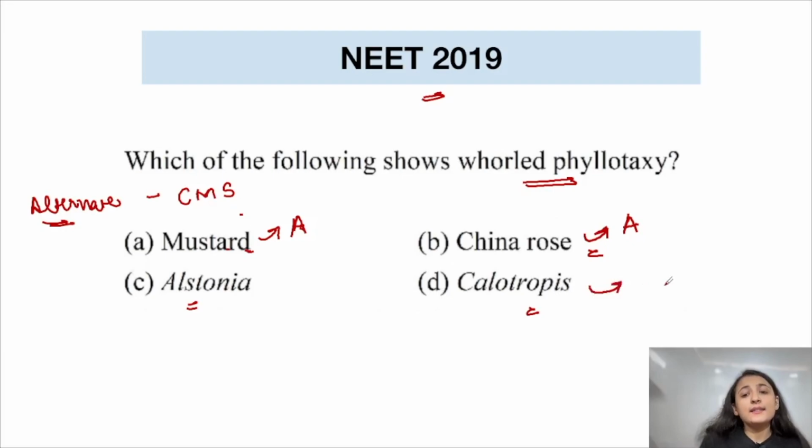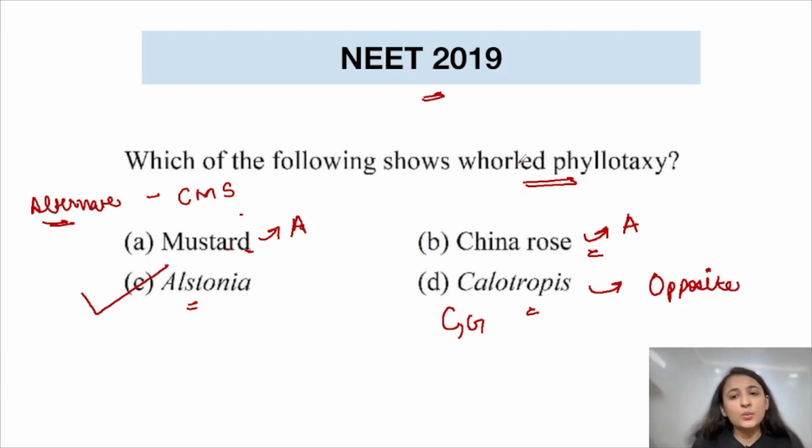Calotropis has opposite kind of phyllotaxy. Calotropis and guava were the 2 examples which we studied. C and G. They have opposite kind of phyllotaxy. Whorled phyllotaxy is seen in Alstonia. There was only one example which we saw in whorled phyllotaxy, which was of the Alstonia plant. Okay. What is the difference between the three phyllotaxies?